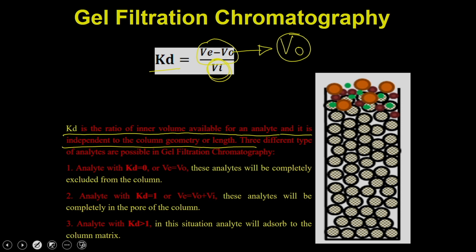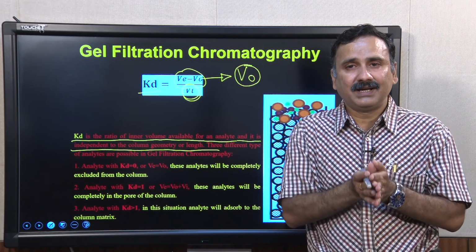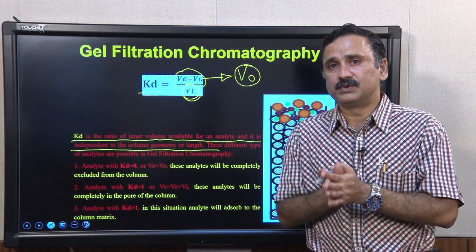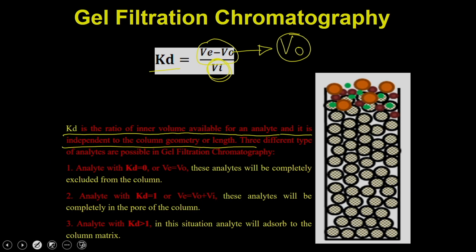Now, once you know the Kd values, the molecules are going to be of 3 different categories depending on the Kd values. Okay. Now, you can have the analytes which have the Kd value equal to 0. So, if I put the 0 here, what will happen is that the Ve minus Vo is equivalent to 0. Under what conditions could you think that the Ve minus Vo could be equivalent to 0?